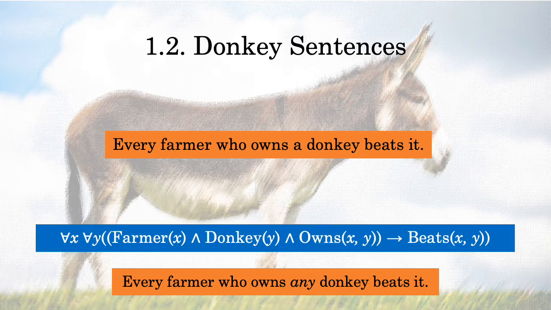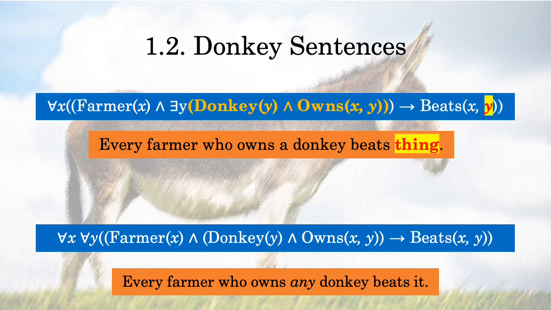So if you think of this on the second reading, which you can think of as it's stated here, every farmer who owns any donkey beats it, or perhaps better, every farmer beats every donkey that he owns. Then you get the following translation. For all x and all y, if x is a farmer and y is a donkey, and x owns y, then x beats y. So recall with that first translation that we had, we ended up having this unbound variable, and we ended up actually not doing justice to the English, right?